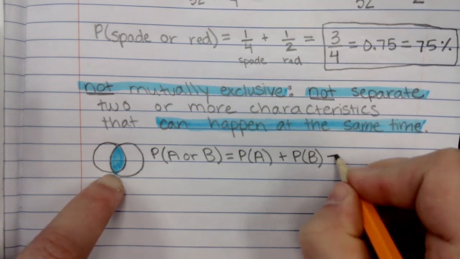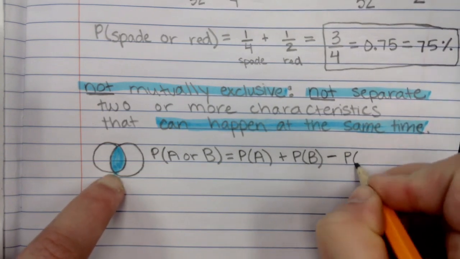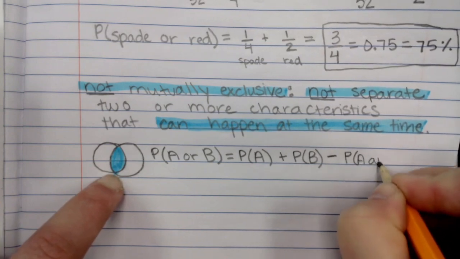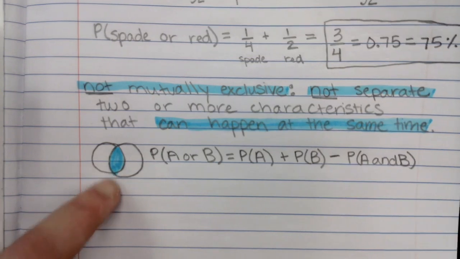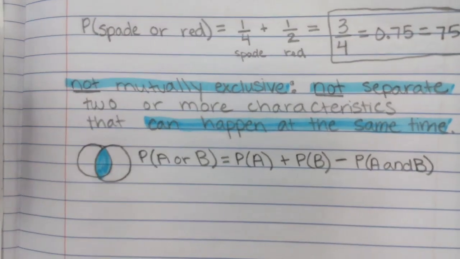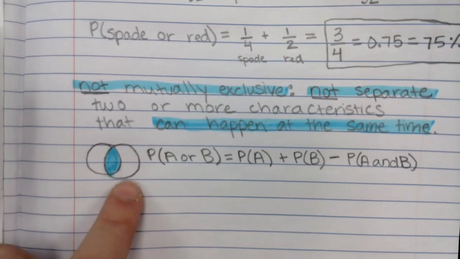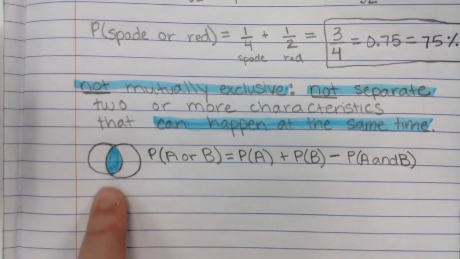Before, when we counted the left circle and the right circle, it was fine not to subtract because there was nothing in that overlap. We didn't have to count anything there. Here we have to count it. We're going to count it once with the left side, once with the right side. So we have to take it out because there will be that amount that's both.